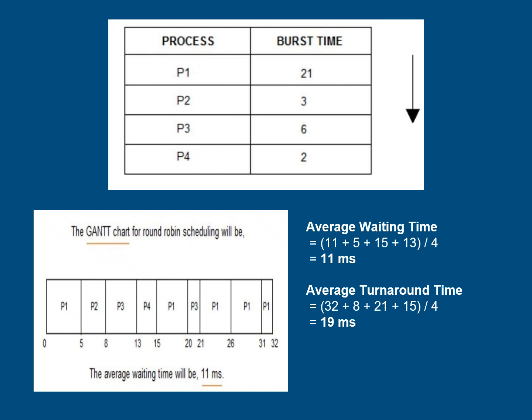The Gantt chart shows how CPU time is repeatedly shared among P1, P2, P3 and P4 until all processes finish. From the completion times, we calculate the turnaround time and then derive waiting time by subtracting burst time. The average waiting time comes to 11 milliseconds and the average turnaround time is 19 milliseconds, showing how round robin balances time fairly among processes in a time sharing system.